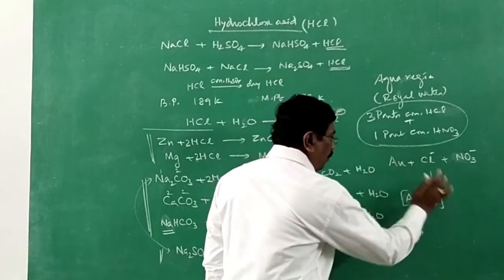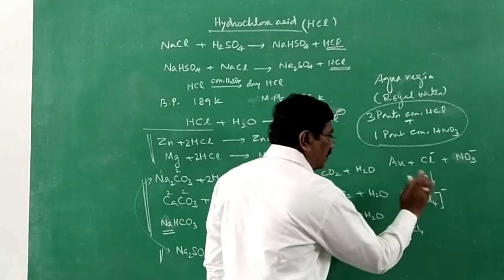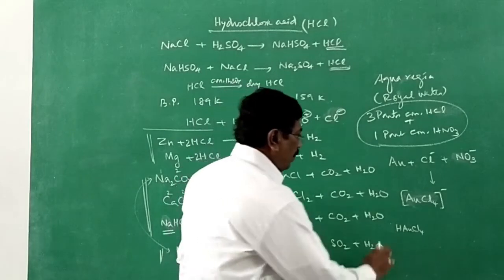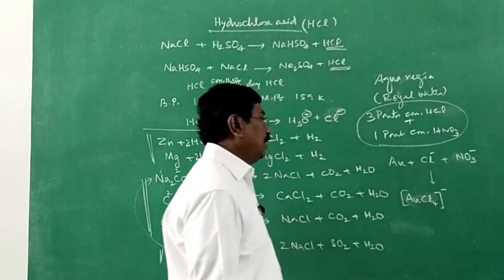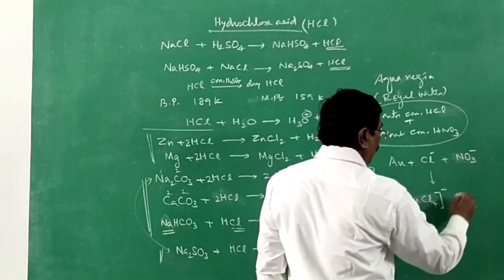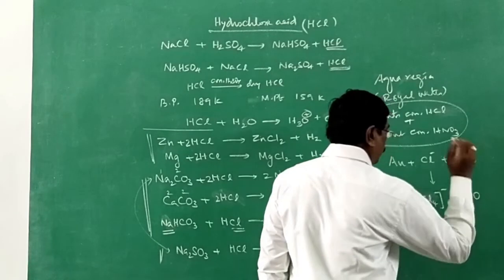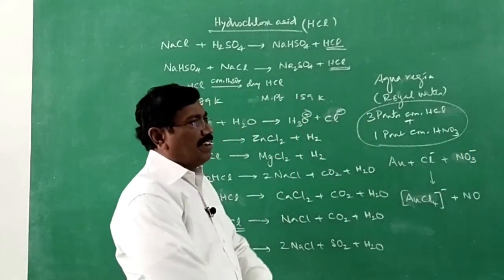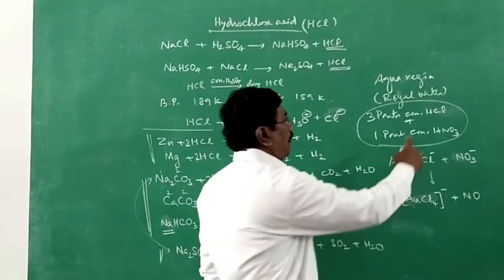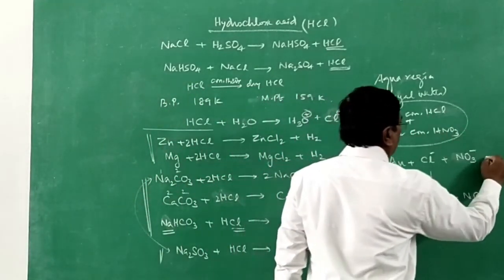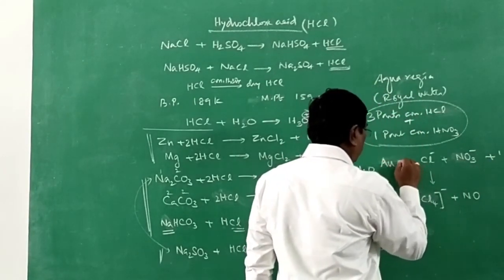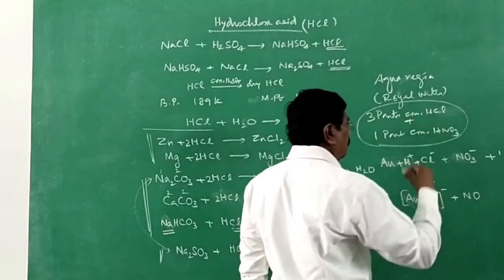So simply AuCl4 minus. Bracket not needed. We can write AuCl4 minus as such or with a bracket, no problem. What else will you be getting? The nitrate radical will become nitric oxide, NO. And then what else? We also have H plus ions. Let me write H plus ions also. Au plus H plus, Cl minus, plus NO3 minus.